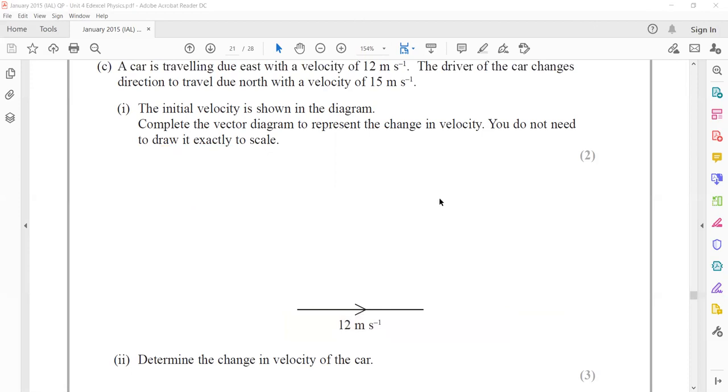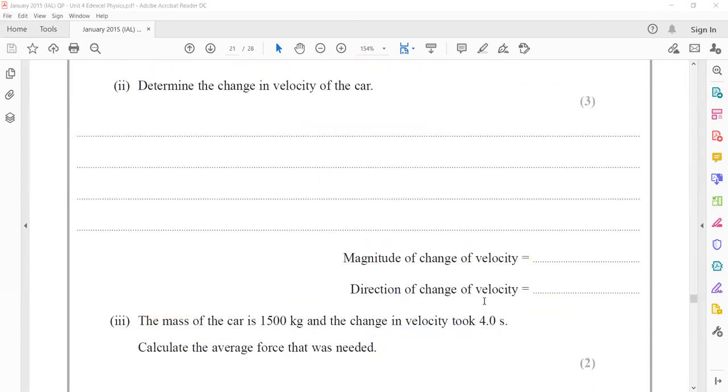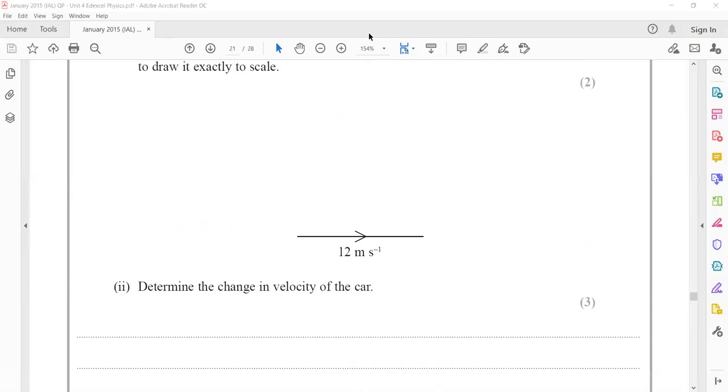And the angle is the direction of the change in velocity. So when you draw this vector and you get the resultant, this was the resultant.